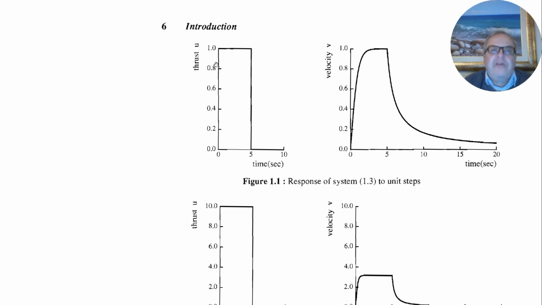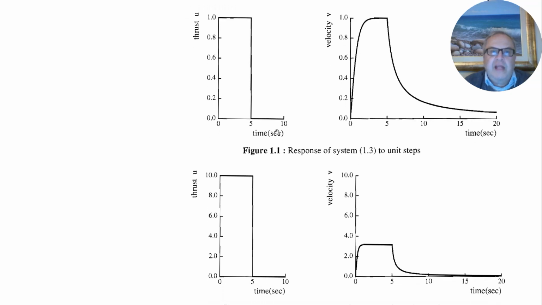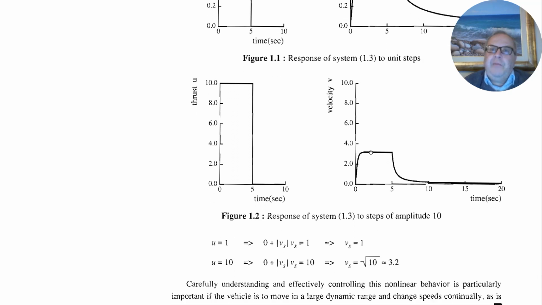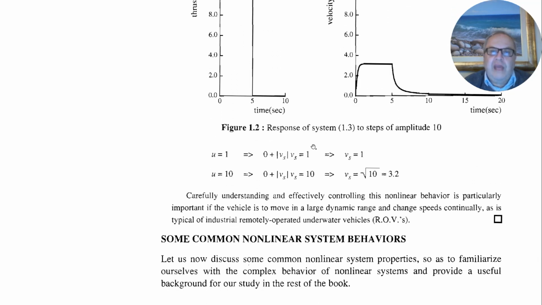Here you have an input with amplitude 1, and this input gives this output. Here the input is multiplied by 10, and this input multiplied by 10 gives this output with smaller amplitude. And this is why our system is nonlinear.